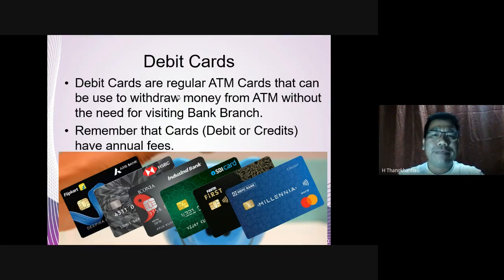And some debit cards can also be used for online shopping, okay, online shopping. But remember, these cards, whether credit or debit, have an annual maintenance fee, okay, annual maintenance charge.